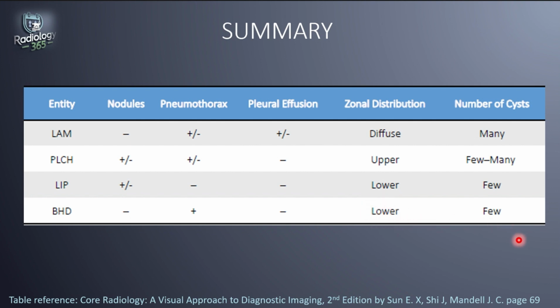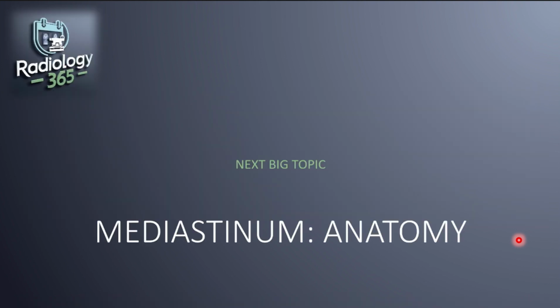So this brings us to the end of diffuse lung diseases. The next thing we'll talk about is the mediastinum and all the conditions and imaging features that we may see in the mediastinum. But we will start off with the anatomy of the mediastinum.